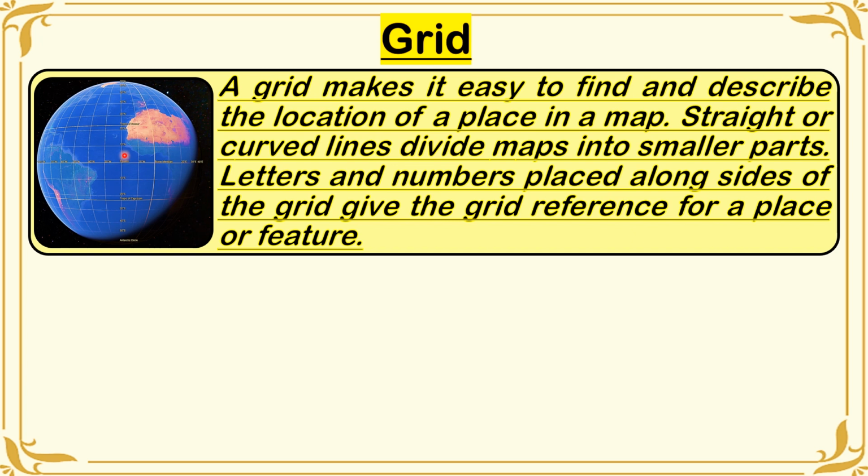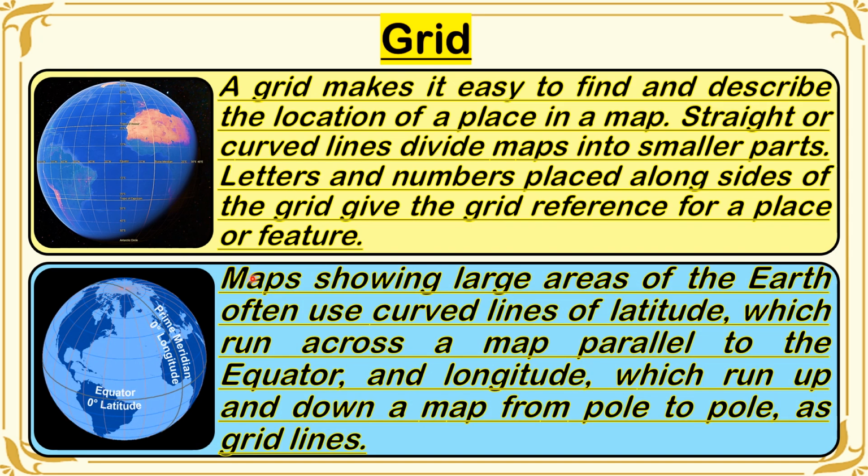So we have here numbers and letters because these grid lines give the grid reference for a place or feature, so it's easy for us to locate the place. Maps showing large areas of the Earth often use curved lines of latitude, which run across a map parallel to the equator, and longitude, which run up and down a map from pole to pole or North Pole to South Pole as grid lines. So we have here the prime meridians or the longitude, and we have here the latitude parallel from east-west direction. So the equator here is the longest line of latitude.